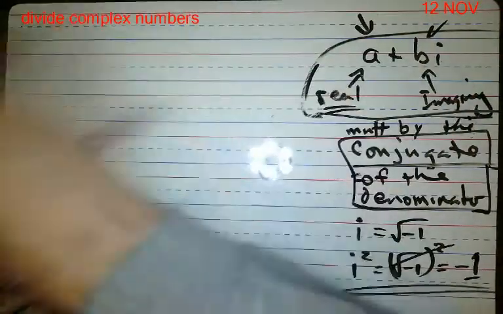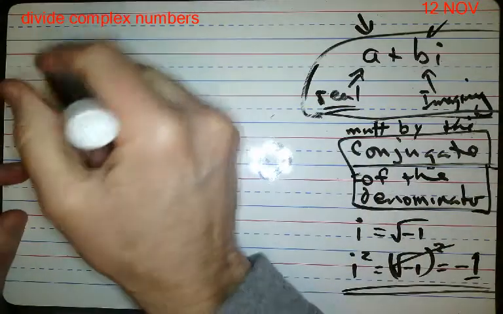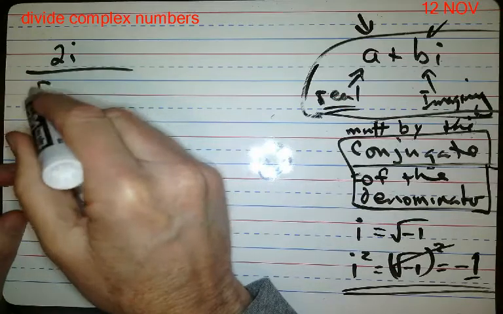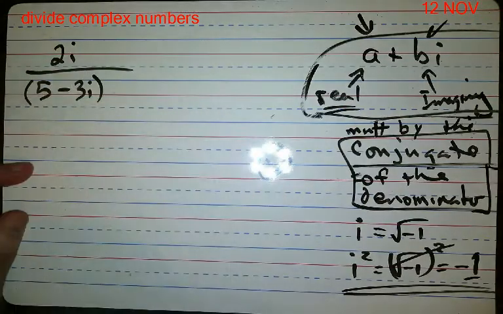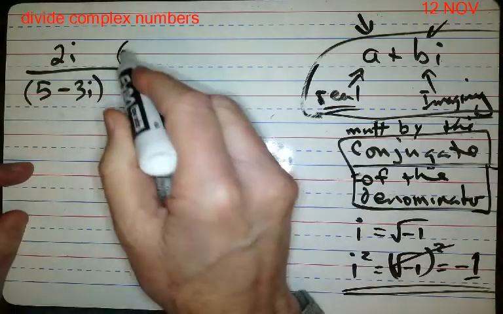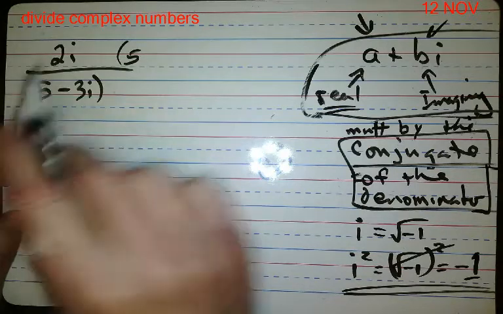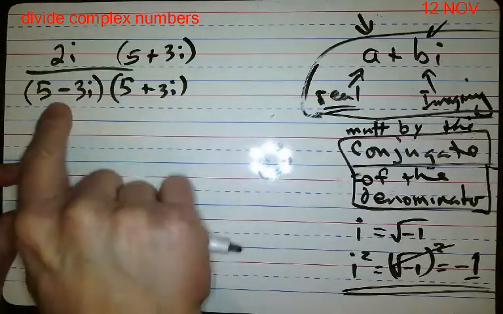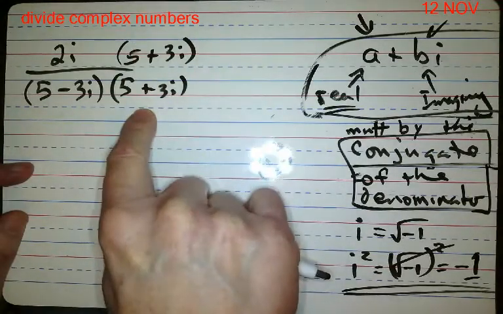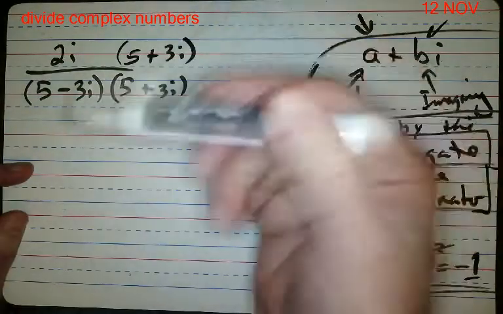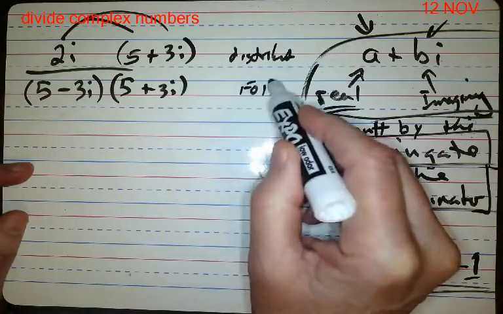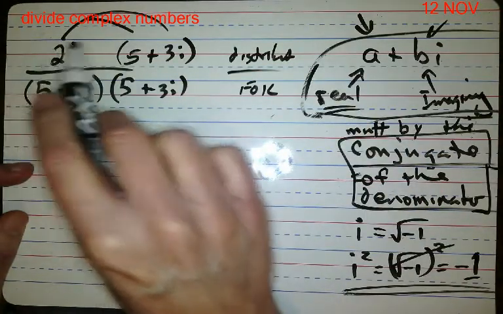So, let's do another one. What if we had something on the top that was imaginary? 2i, and then we were dividing by 5 minus 3i. Well, I have to multiply by the conjugate of the denominator. So I have the exact same real number, but the opposite imaginary number. Whatever the denominator is, you have to multiply the top and the bottom of the fraction by the conjugate of that denominator. Once again, you distribute on top, and you have to do FOIL on the bottom, right? So let's distribute on top. This times this, that would be 10i.